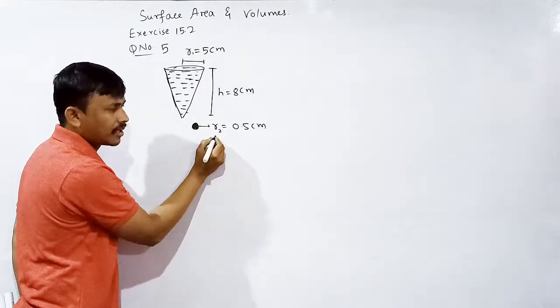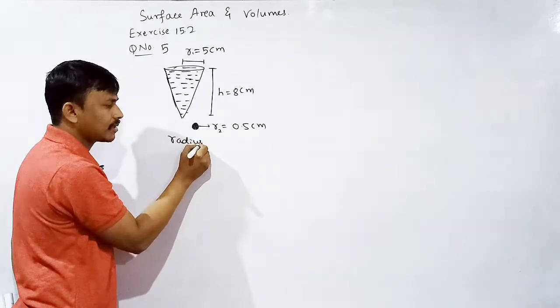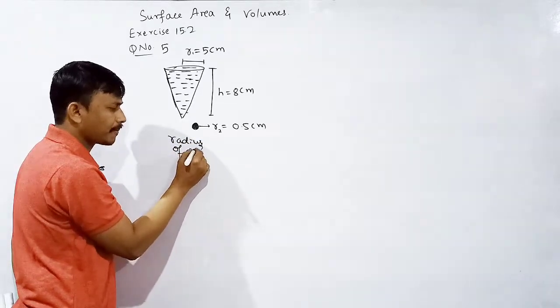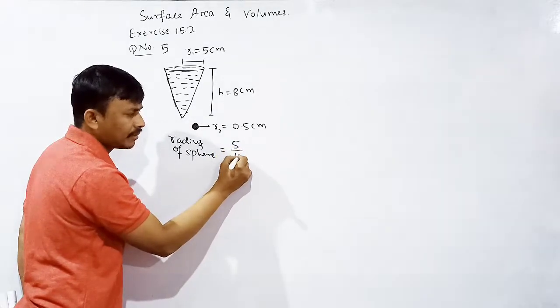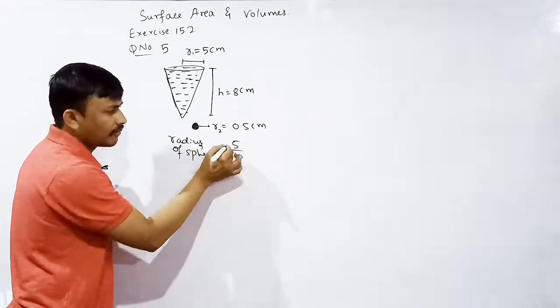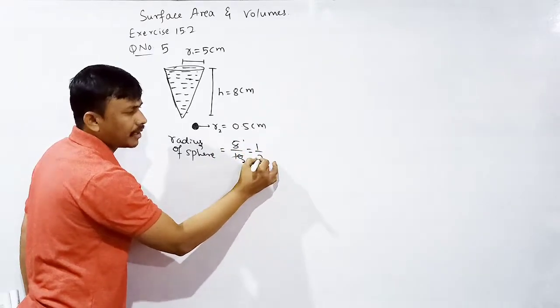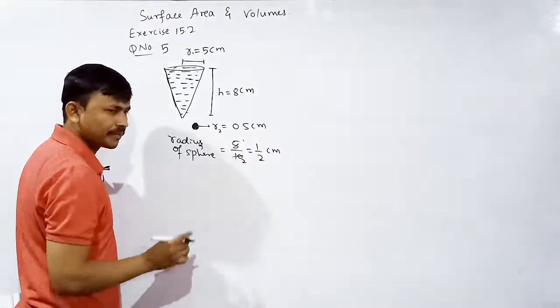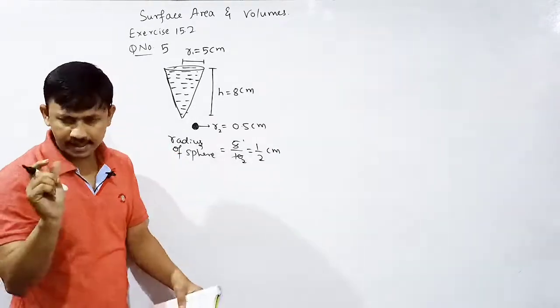This is R2. Radius of sphere is equal to 0.5, which is nothing but what? 5 by 10. Correct? 5 ones are 5, 5 twos are 10. Answer will be 1 by 2 centimeter. Correct? 1 by 2 centimeter is the radius of the single sphere.